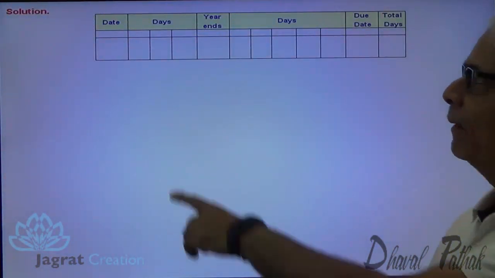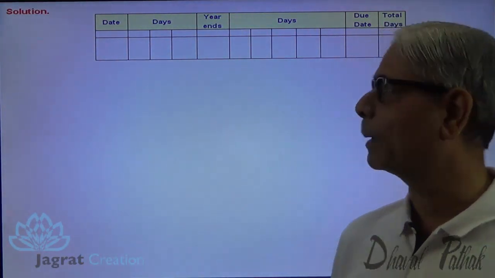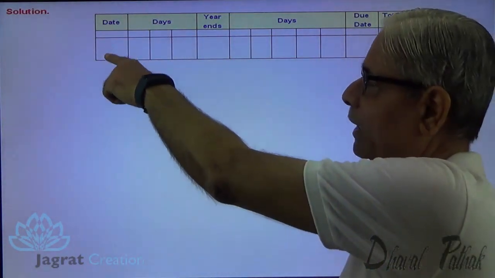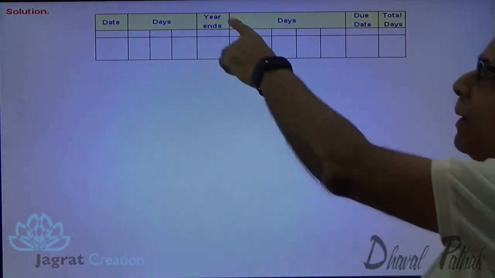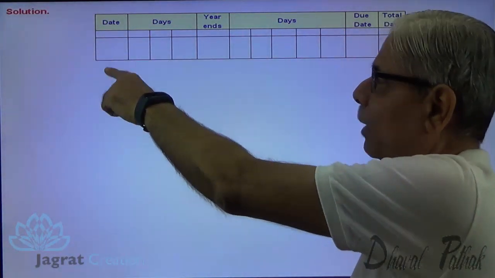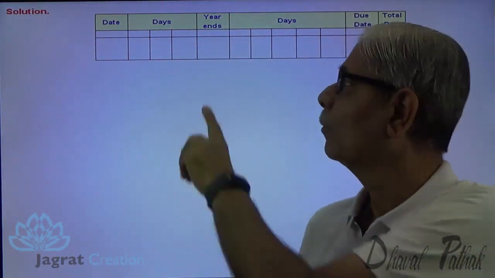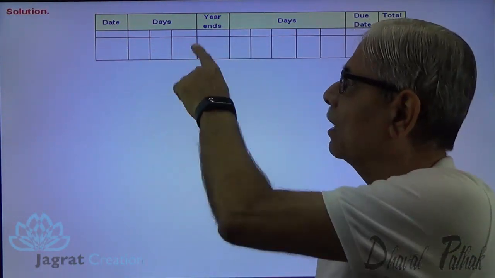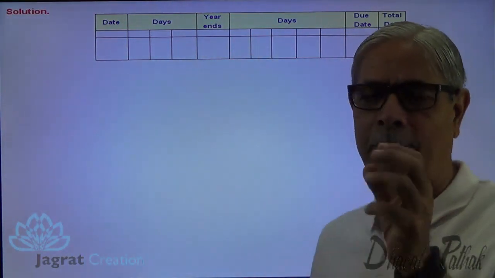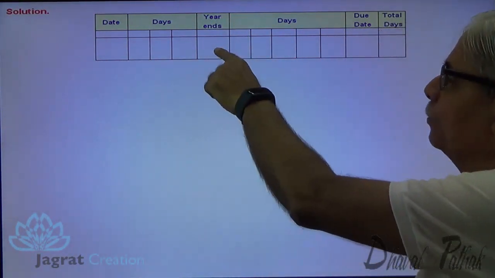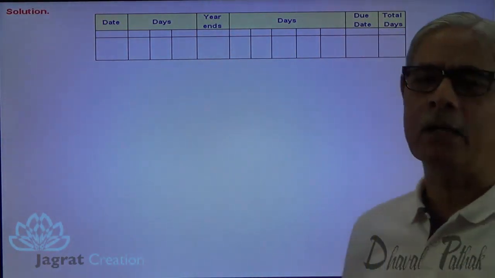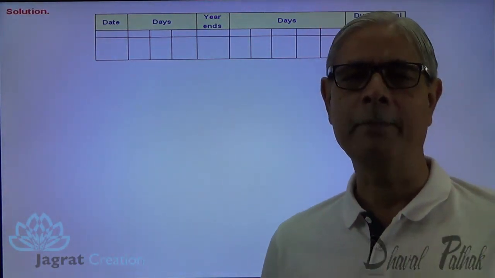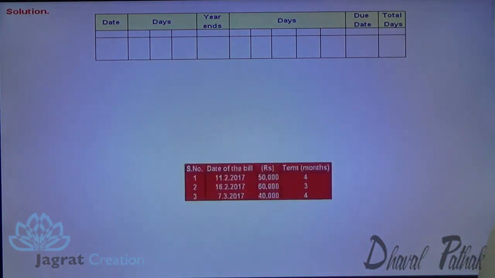So, these are the columns that I have prepared for the purpose of explaining: date, due date. First of all, I will write down the date of the bill, then I will find out the due date, and my accounting year ends on. From the date of the bill to the year end, whatever days' discount I have received is the income of the current year. And whatever the days are after the current year ends, for which the discount is received, that discount is identified as discount received in advance or rebate on bills discounted. So it is a very important concept.